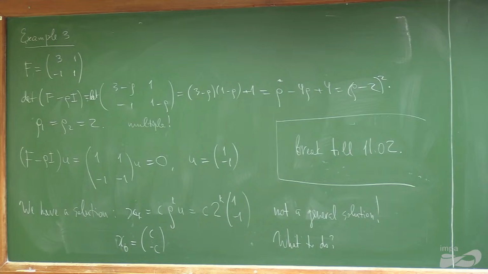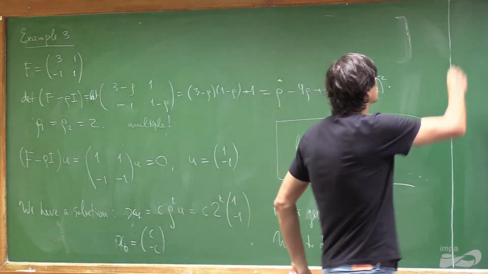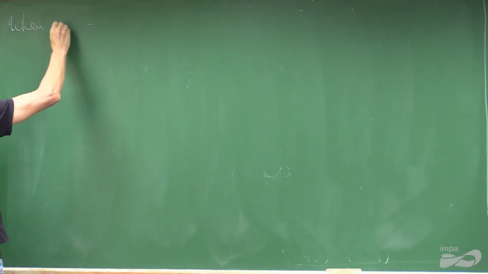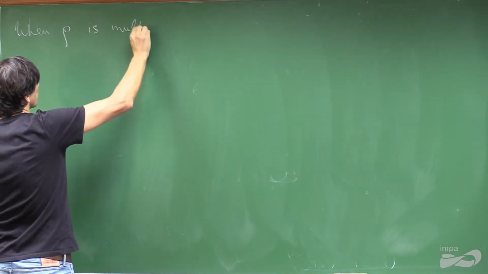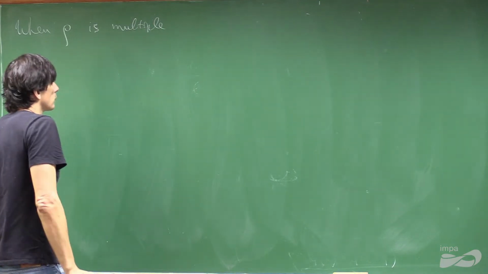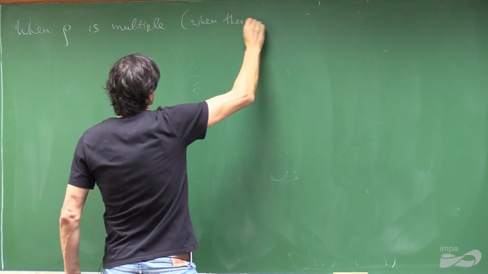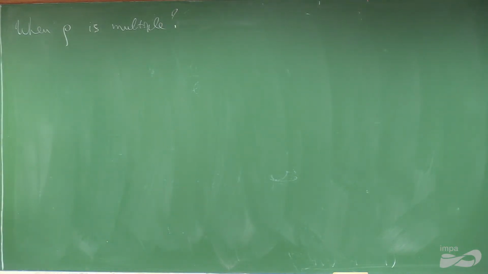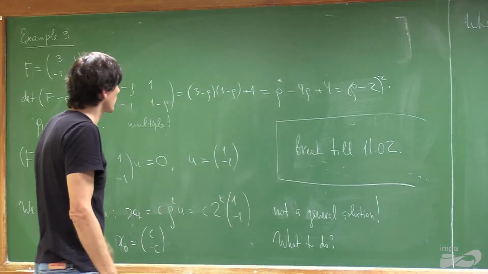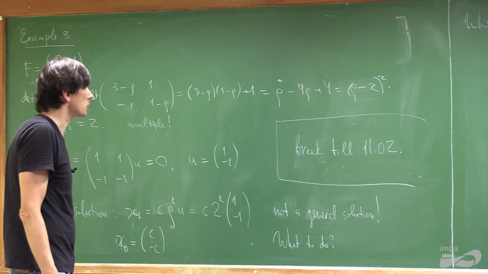Okay. So what do we do when the eigenvalue is multiple? Essentially in this example, we just have a multiple eigenvalue and just one eigenvector. So there are not enough eigenvectors to satisfy any initial condition.